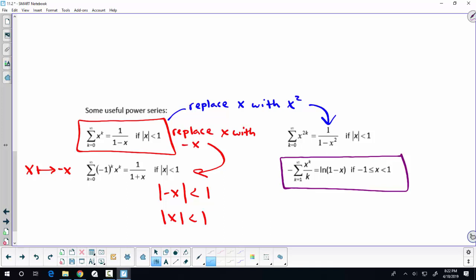If I start with the ln of 1 minus x and I take its derivative, what do I get? Negative 1 over 1 minus x, right? So that's where this negative is. This negative could be put in front of this. If I take the derivative of this function, I get this function. Another way to look at that is, if I take the antiderivative of this, I get this. So that's what the next thing tells us.